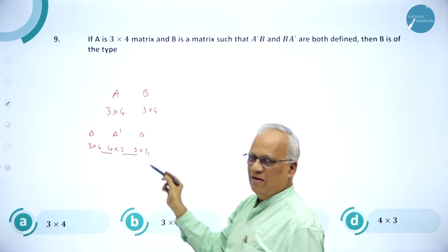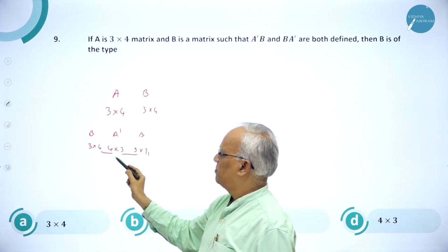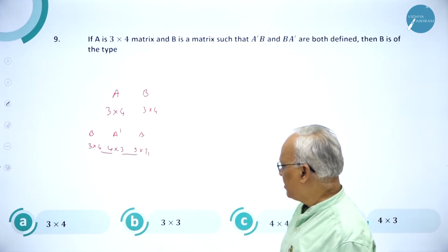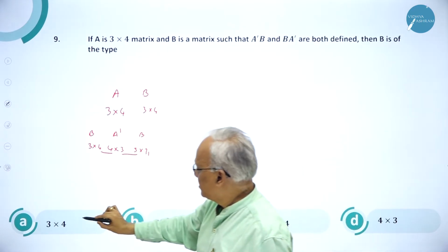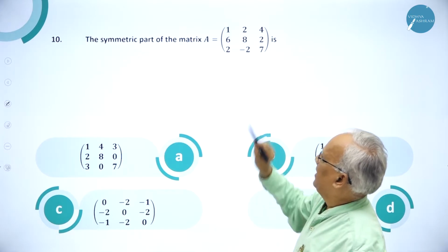So easily you can get it. Just write A dash B and B A dash; both are possible only when B is of order 3 by 4. So the answer is A.